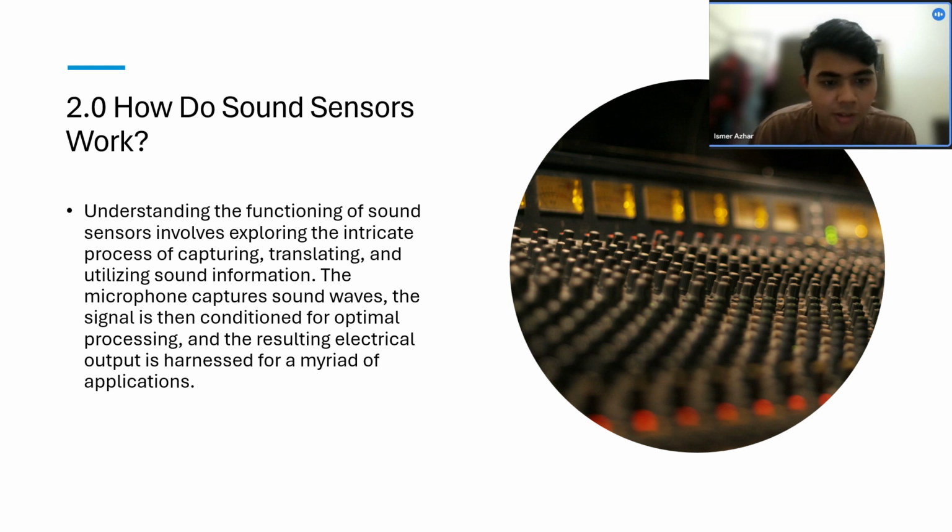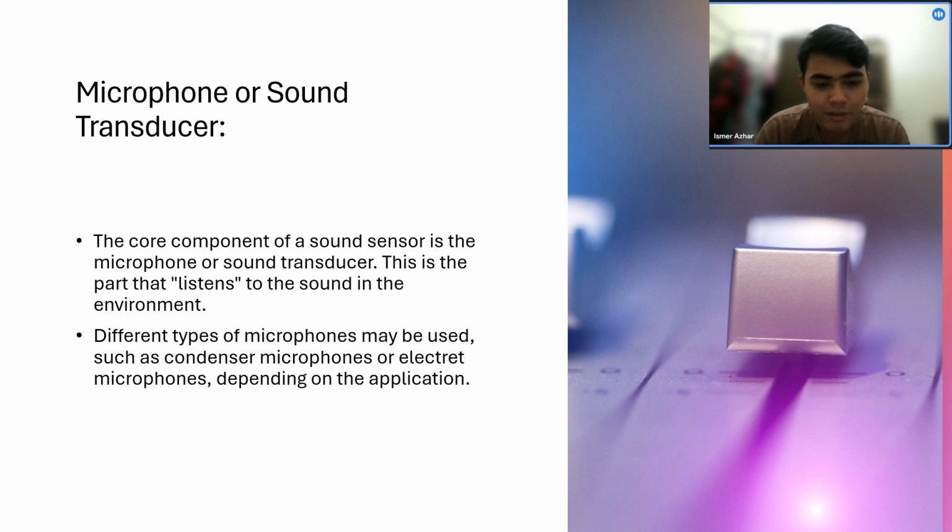Okay, thank you, Darwish. To understand how sound sensors work, we have to understand their function, which involves the integrated process of capturing, translating, and utilizing sound information. The microphone captures the sound wave, and the signal is then conditioned for optimal processing, and the resulting electrical output is harnessed for a myriad of applications. The first component is the microphone or sound transducer. The core component of a sound sensor is the microphone or sound transducer. This is the part that listens to the sound in the environment. Different types of microphones may be used, such as condenser microphones or electret microphones, depending on the application.